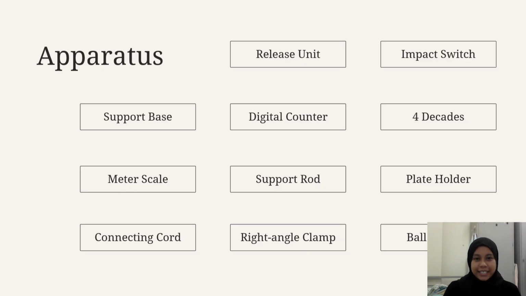The apparatus that are needed in this experiment are release unit, impact switch, support base, digital counter, 4 decades, mirror scale, support rods, plate holder, connecting cord, right angle clamp, and ball bearing.